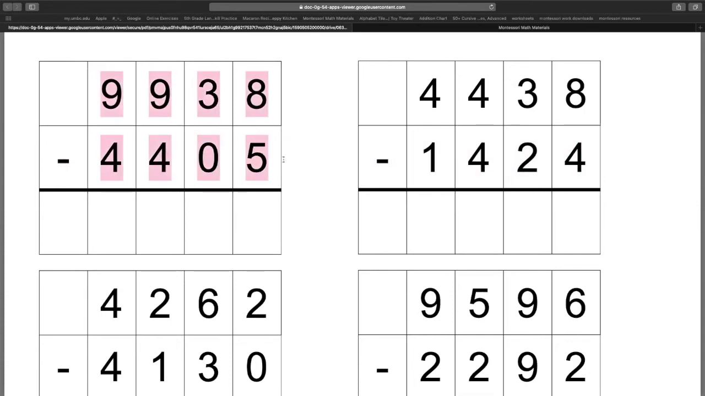Nine thousands, nine hundreds, three tens, and eight ones, minus 4,000s, 400s, zero tens, and five ones. When you found this math problem, give me a thumbs up.